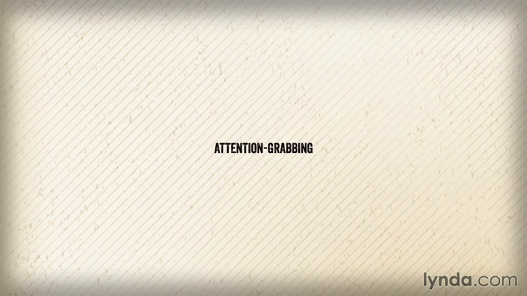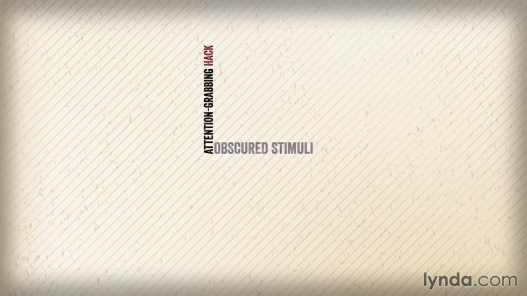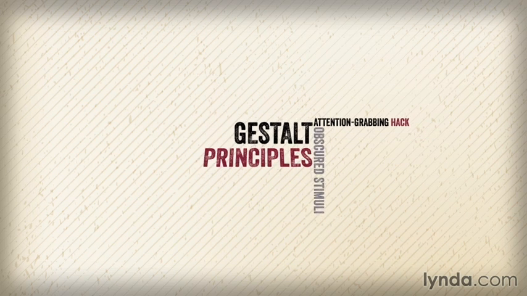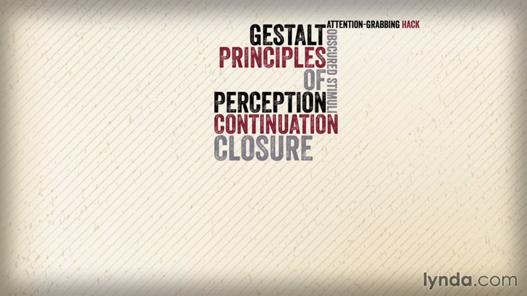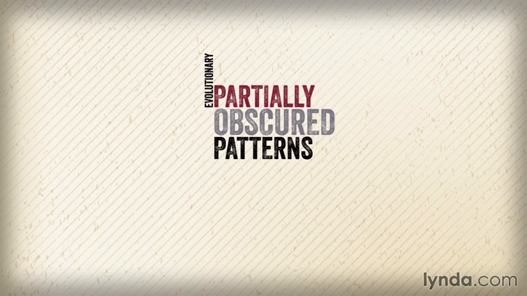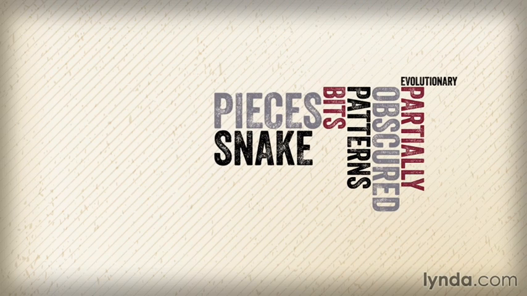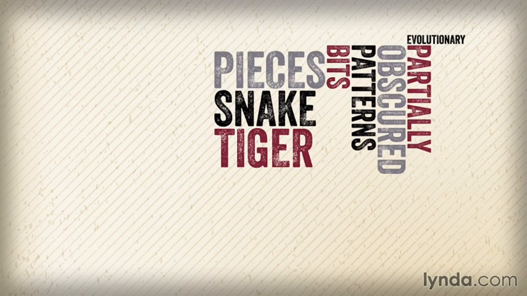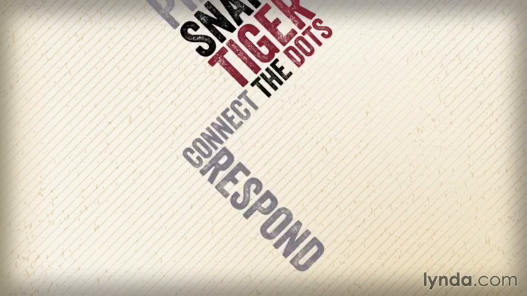The third attention-grabbing hack regards how we respond to partially obscured stimuli. You may have heard of Gestalt principles of perception, like the principles of continuation and closure. That is what's going on here. From an evolutionary perspective, it was advantageous to be able to see partially obscured patterns, just bits and pieces of things, like a snake obscured by high grass, or a tiger hiding in the bush, and then to be able to connect the dots up in our brains so we could respond quickly.